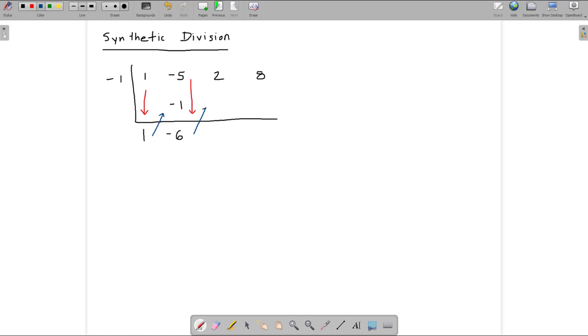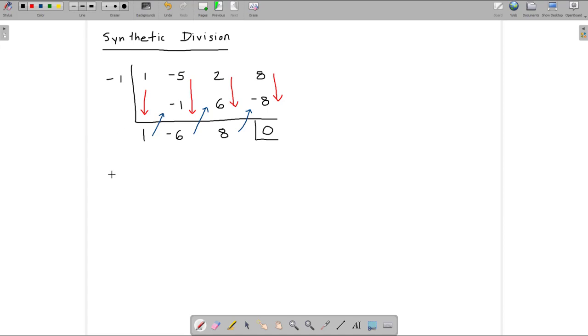Going diagonally again, you have to multiply. So -1 times -6 is going to become +6. Going downward, we're adding. 2 plus 6 is going to give me 8. Finally, going up and to the right again, diagonally, I'm multiplying this -1 times 8, so -8. And the last entry going downward, that's adding 8 and -8, which is 0. And again, that's what we wanted. This is our remainder, and we want remainder 0 because it's supposed to divide evenly.